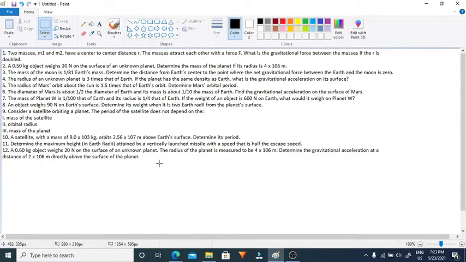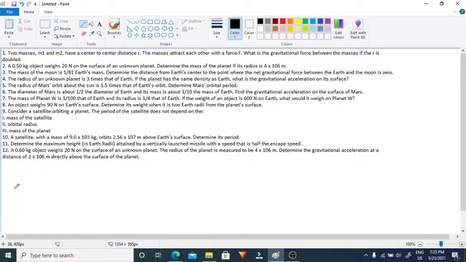All right. So then number 11, determine the maximum height in Earth radii attained by a vertically launched missile with a speed that is half the escape speed. So the escape speed is defined as just enough speed for the object to escape the atmosphere, so no excess speed.